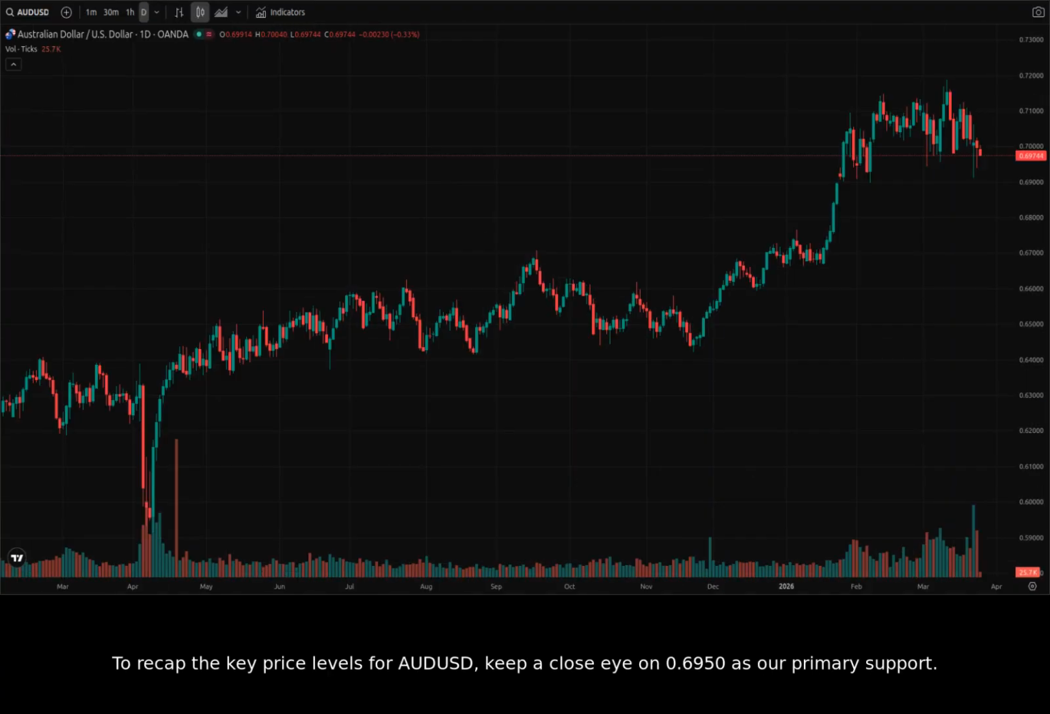To recap the key price levels for AUDUSD, keep a close eye on 0.6950 as our primary support. Below that, 0.6920 and 0.6835 are the next major stations for a potential liquidity flush. On the upside, bulls need to reclaim 0.7030 to neutralize the immediate bearish technical pressure. A break back above 0.7140 would be necessary to signal a true trend reversal and a return to bullishness.